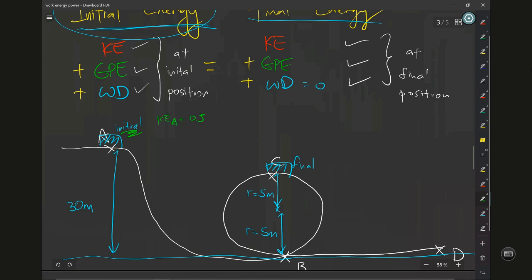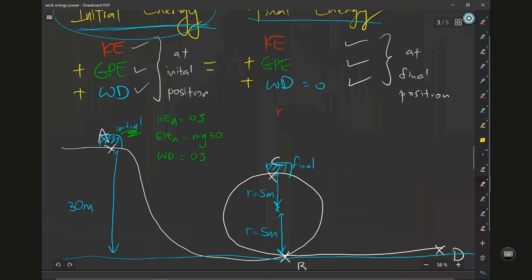What is the GPE at A then? It's given by mg30, because h is 30. What is the work done? At this point there's no work done on it, no one is pushing it or whatsoever, so it's 0 joules. Now I'm going to use red to denote my final.